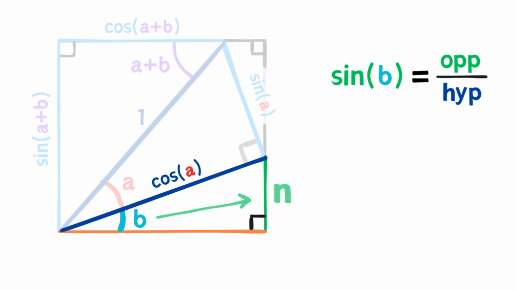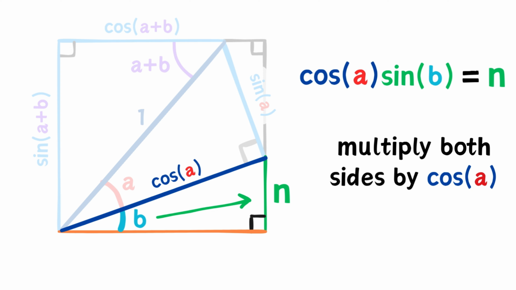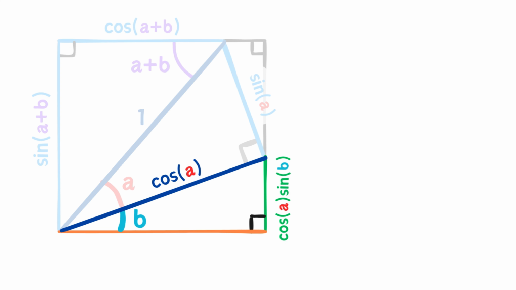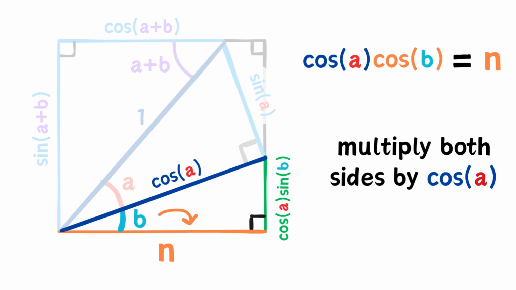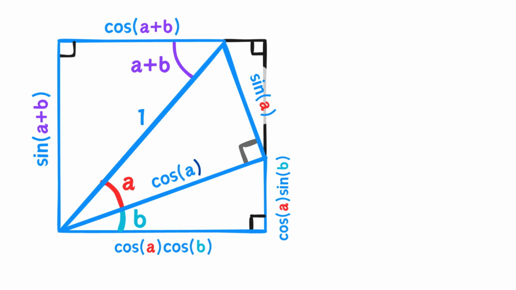Sine of B is the opposite over hypotenuse, or cosine of A. So the length of the opposite, n, is cosine of A times sine of B. Now, what's the adjacent side? Using cosine of B, we know that the length of the adjacent side, n, must be cosine of A times cosine of B. Nice. Now, we just need to solve for 2 more lengths.